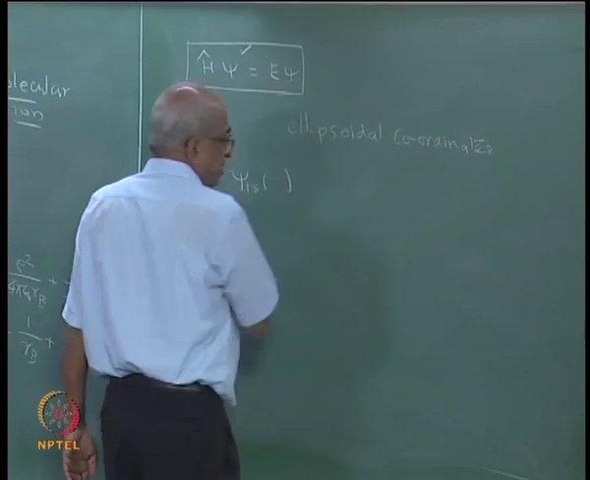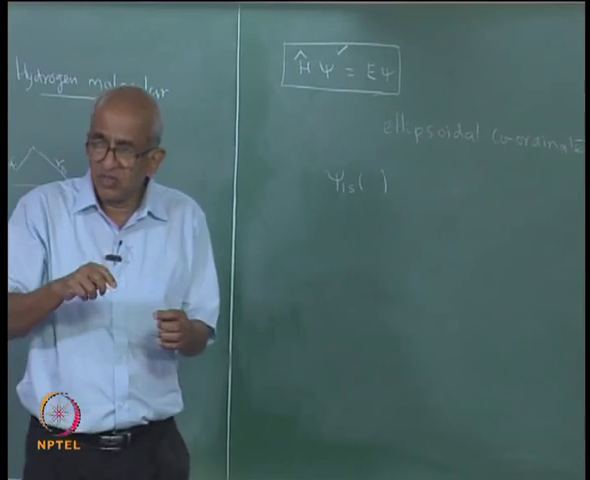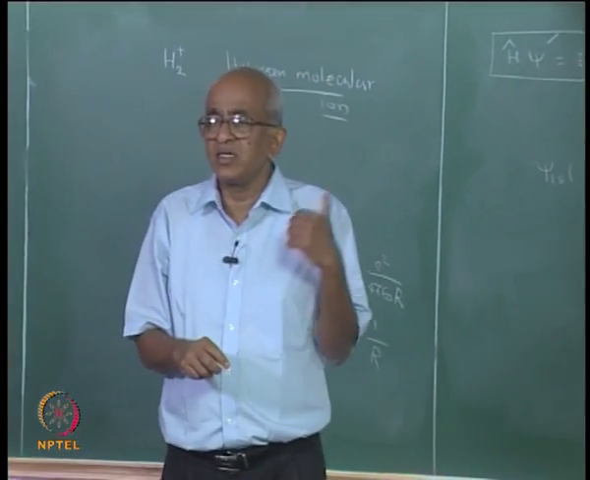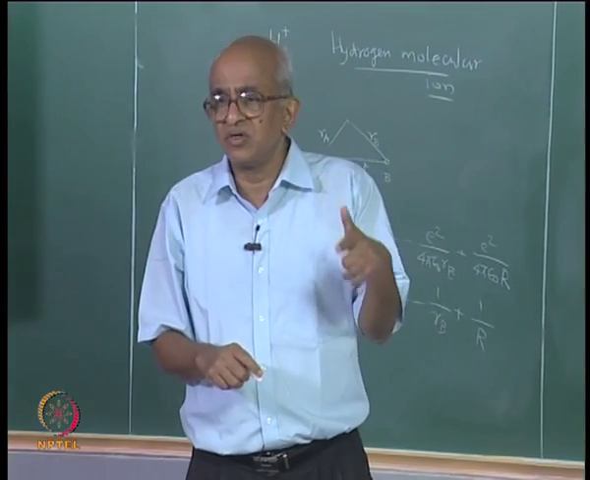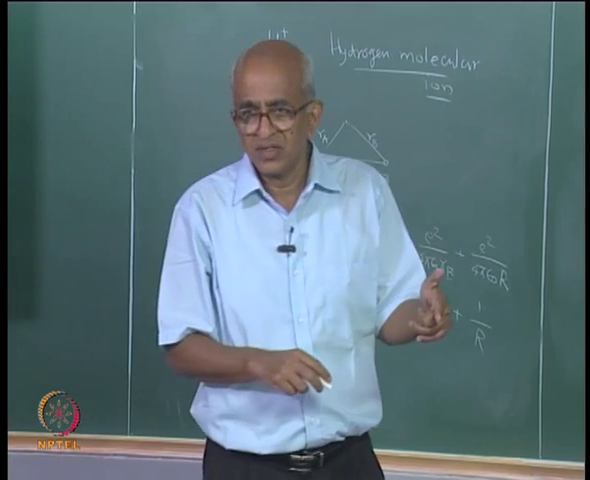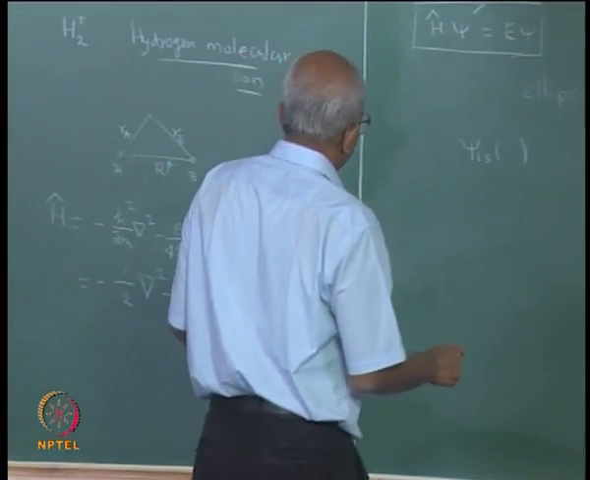What will be the coordinate that is going to occur there? It is interacting with the nucleus A. So, naturally the coordinate that is going to occur is nothing but the distance of the electron from nucleus A. So, therefore, it is going to be this one.